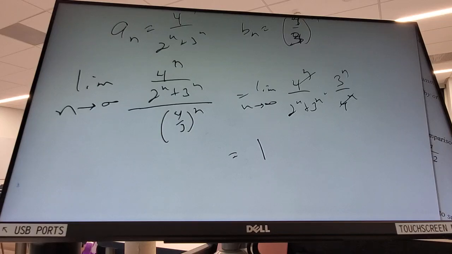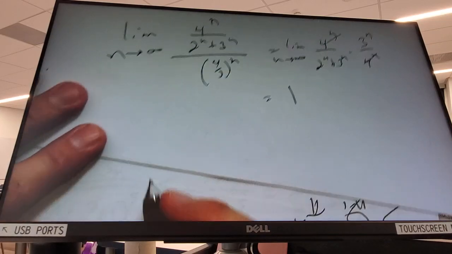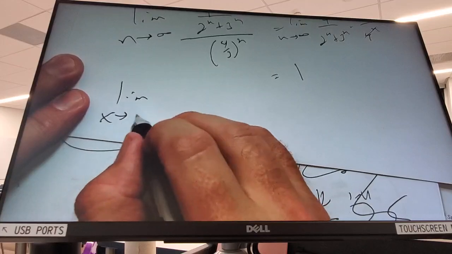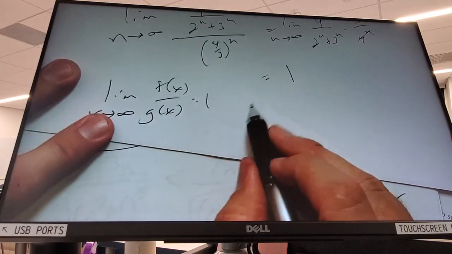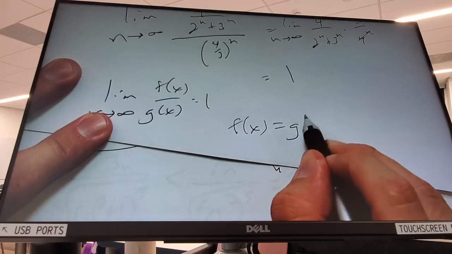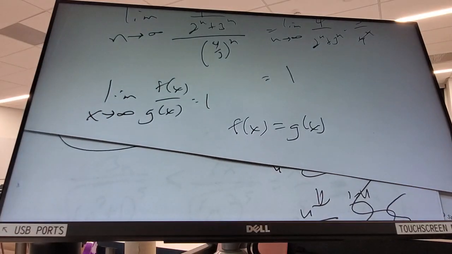Okay. If the limit is 1, so watch, this is kind of cool. If the limit of the ratio of two functions is 1, that means eventually f of x is basically g of x. When I get big enough x, this divided by this becomes basically 1, yes? Which means this equals this. But if all we need to see is if Bn converges or diverges, yes?